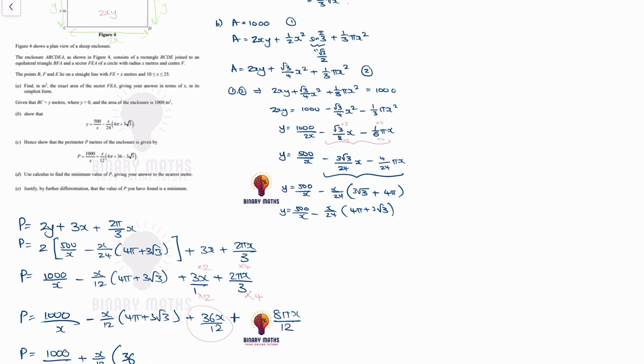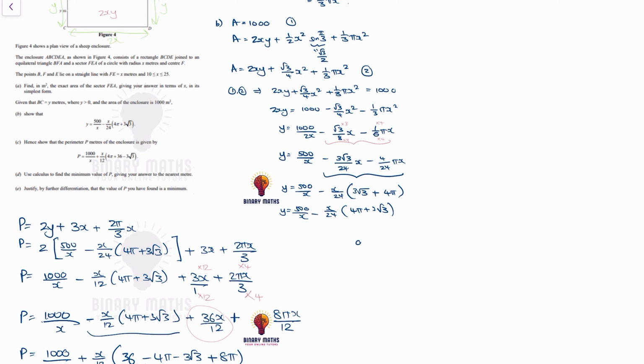So minus, from this term, I'm going to get minus 4 pi minus 3 root 3 because of the fact there's a minus in the beginning. And then from the last term, I'm getting plus 8 pi. So P is equal to 1000 over x minus x over 12, 36, minus 4 pi plus 8 pi gives me plus 4 pi minus 3 root 3, which is what I wanted.